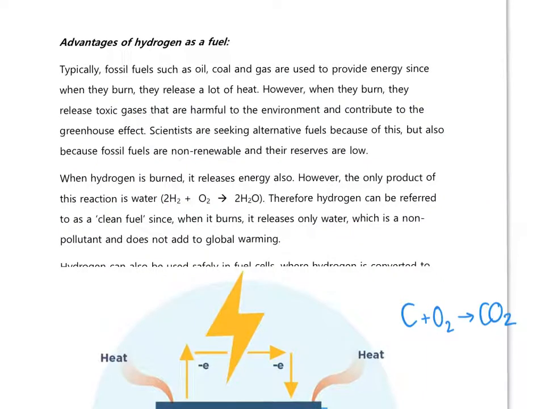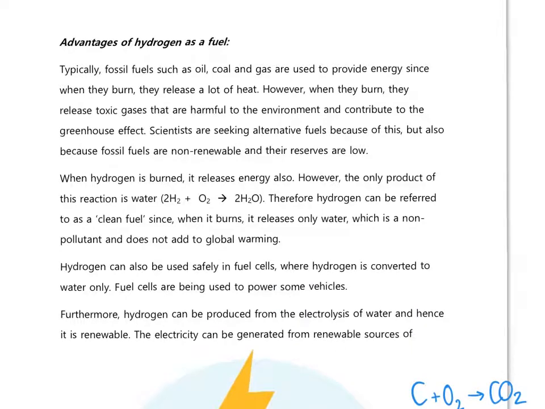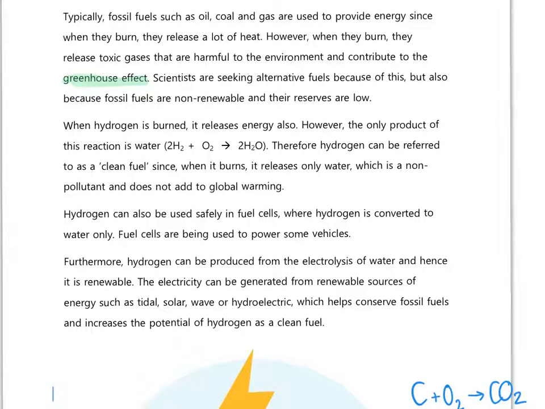So that is all summarised here, where you've got the advantages of hydrogen as a fuel. So you can see that fossil fuels tend to be burned in cars and vehicles and in our homes, but when they burn, they release harmful gases that can contribute to the greenhouse effect. And that's mentioned here. And also because the supply of fossil fuels is running out, scientists are looking at alternative fuels because fossil fuels are non-renewable and their reserves are low. And with hydrogen we can generate it renewably, and we'll come back to that in a second.